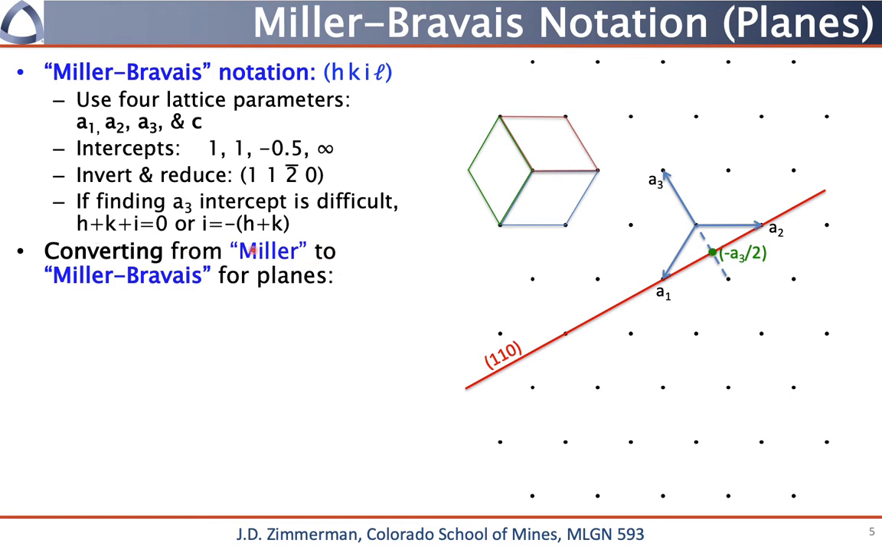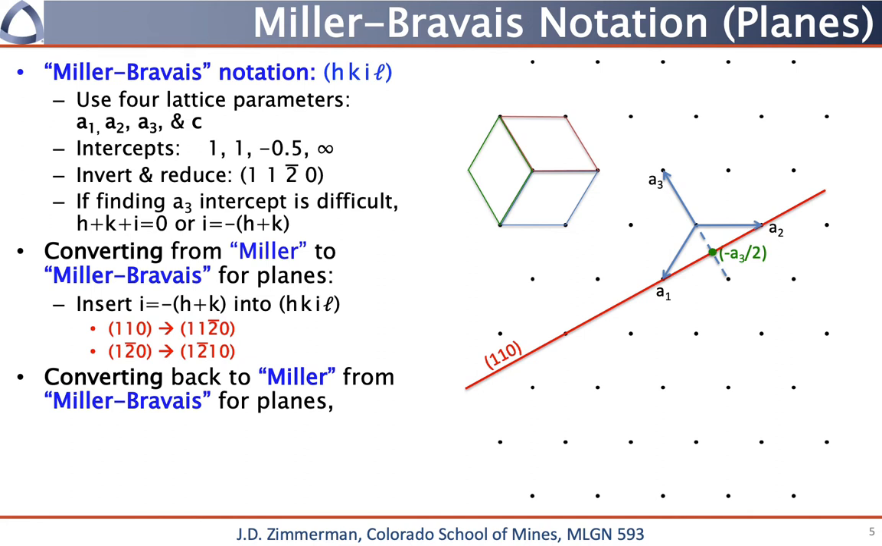Now, if you want to convert from Miller to Miller-Bravais for planes, all we do is we insert this i equals minus (h plus k) into this notation right here. So you'd get 1, 1, 0 becomes 1, 1, 2 bar, 0; 1, 2 bar, 0 becomes 1, 2 bar, 1, 0, etc. If you want to convert back from Miller-Bravais to Miller for planes, all you do is delete the i. So you delete it and you get hkl, and we're done. So the 1, 1, 2 bar, 0 just becomes 1, 1, 0, etc.